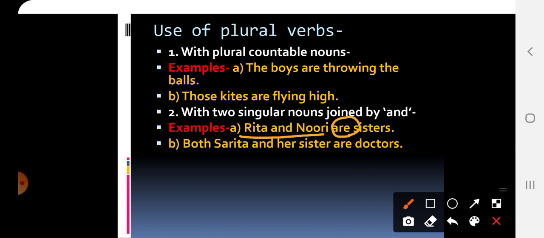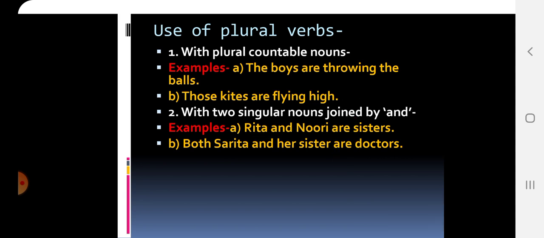In the next example, Sarita and her sister. Sarita is a singular noun. Her sister is another singular noun. But both the singular nouns, Sarita and her sister, have been joined here with the conjunction and. That is why it is also taking are, which is a plural verb, with it.